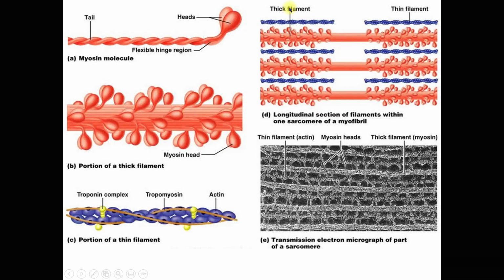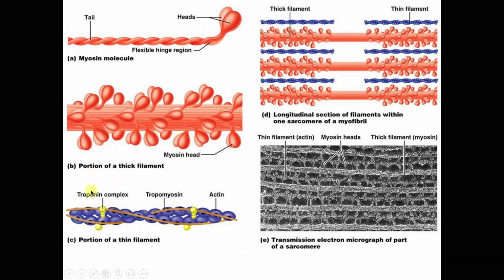So we can see this is a myosin molecule that has tails with heads. This head of a myosin molecule has ATPase, which is an enzyme. ATPase means an enzyme that hydrolyzes ATPs into ADP and inorganic phosphates. So one thick filament has many tails and myosin heads.